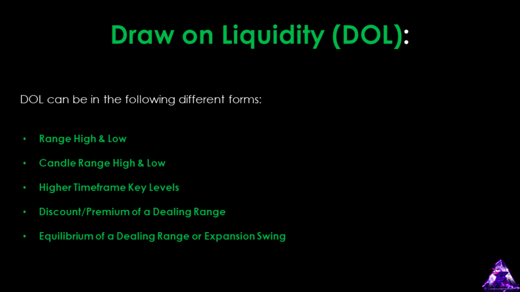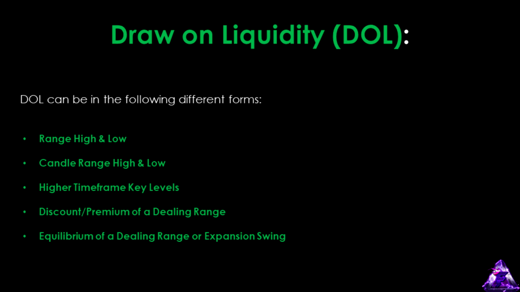The second most important form of draw on liquidity is CRT, or candle range highs and lows. You will consistently identify candle ranges at swing points, range highs, and range lows. In these scenarios, candle ranges nearly always provide clear directional cues on where the price wants to go in both the short term and the long term. So it's essential to be aware of this. You can use candle range highs and lows as potential draw on liquidity on your respective time frame accordingly.